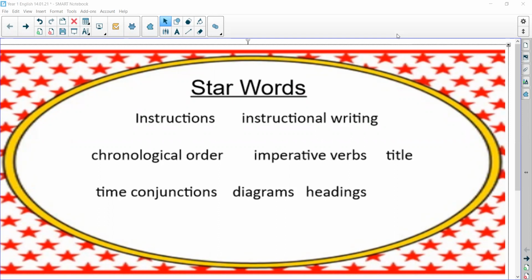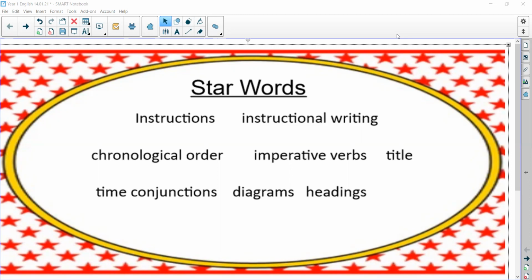So if you remember, chronological order is the correct order in which the sequence of instructions need to be carried out. Imperative verbs are the verbs that tell someone to do something. The title is the heading at the top of your instructions. Time conjunctions are words such as first, next, then, after that, finally. And diagrams are pictures or illustrations. And headings are the title at the top, or subheadings underneath the main heading.